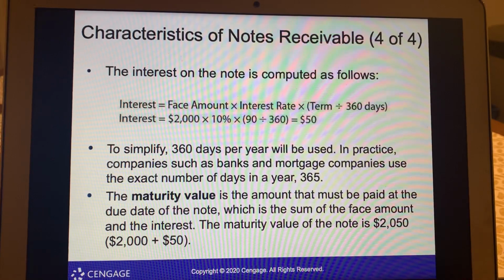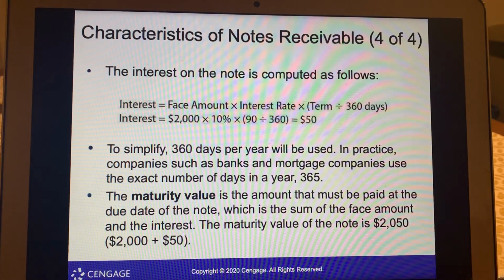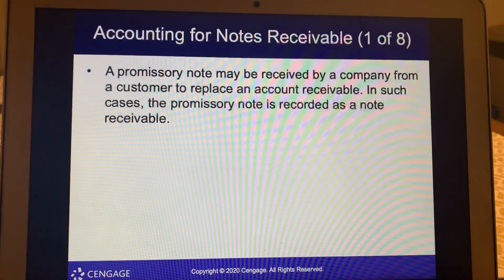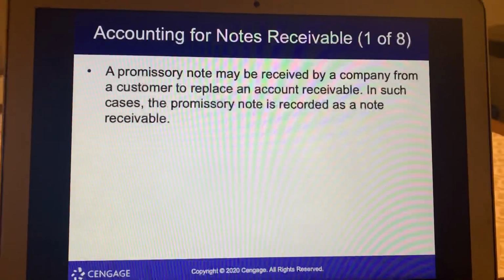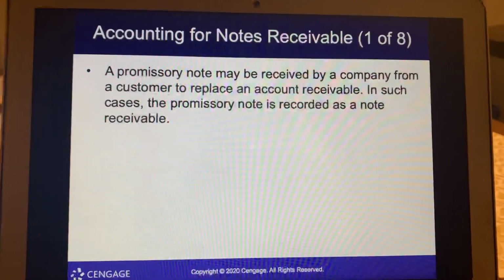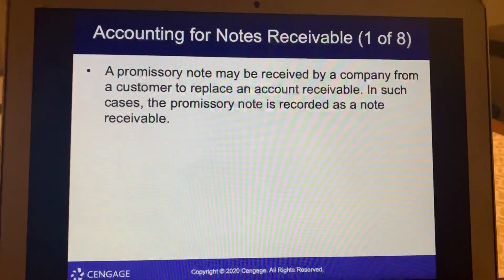Okay. So the total that would be due would be $2,050, because the $50 is the actual interest that we charge on that note receivable. A promissory note may be received by a company from a customer to replace an account receivable. In such cases, the promissory note is recorded as a note receivable.